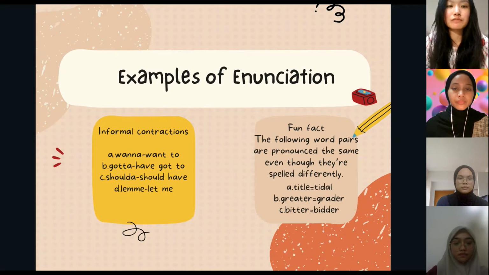So there are also some informal contractions like wanna, gotta, shoulda, and lemme. There is also one fun fact: there are three word pairs, as you can see. They are spelled differently, but they are pronounced the same. Like title and tidal, greater and grader, beater and beader.